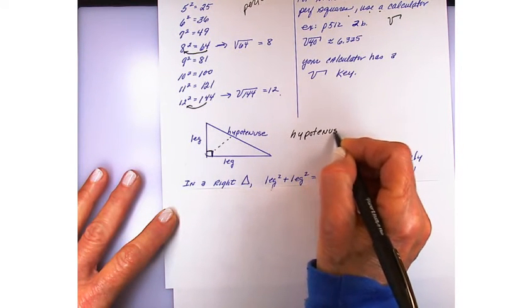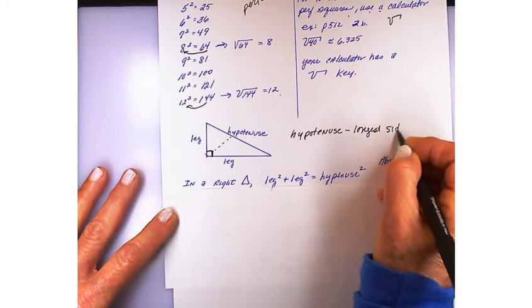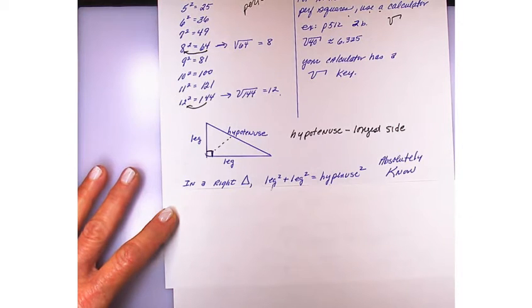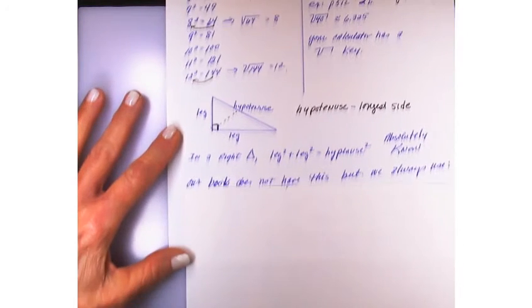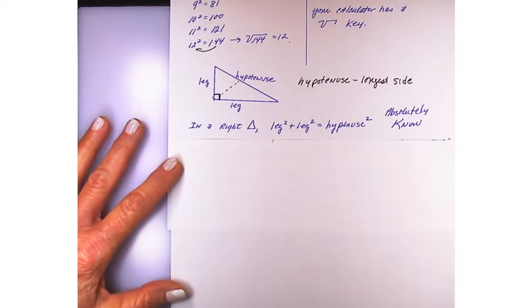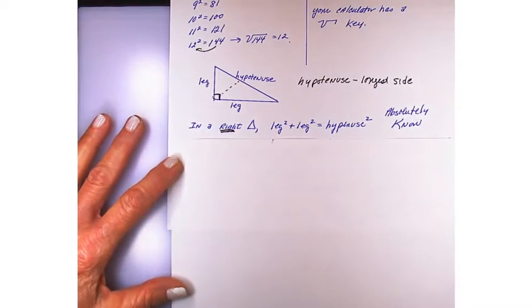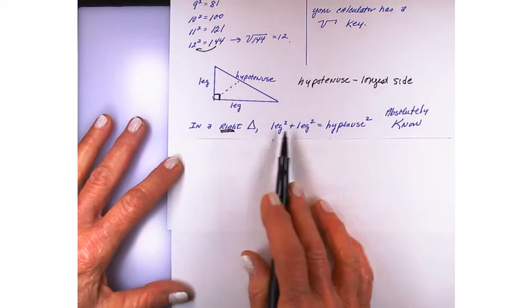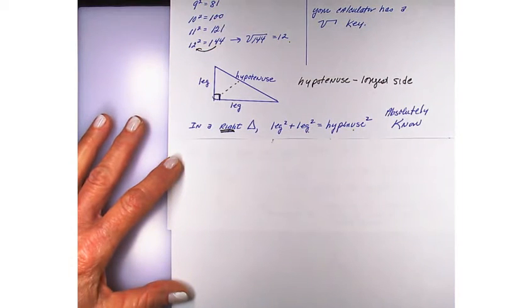The hypotenuse is always the longest side on the triangle, and it must be opposite the right angle. In a right triangle, it must be a right triangle. Leg squared plus leg squared equals hypotenuse squared.